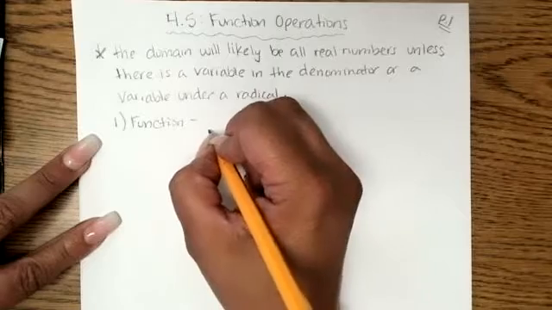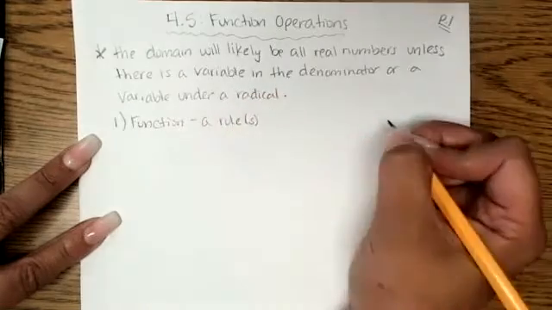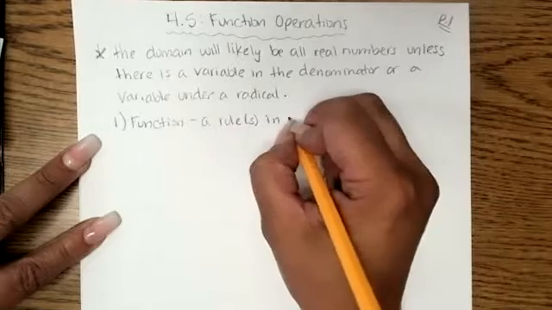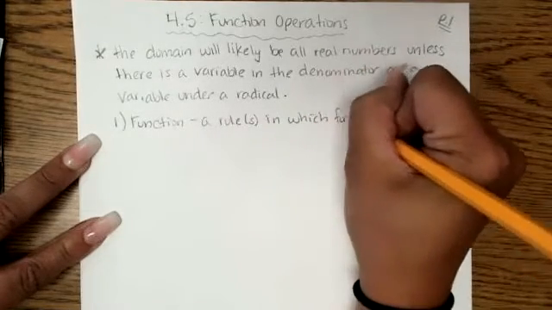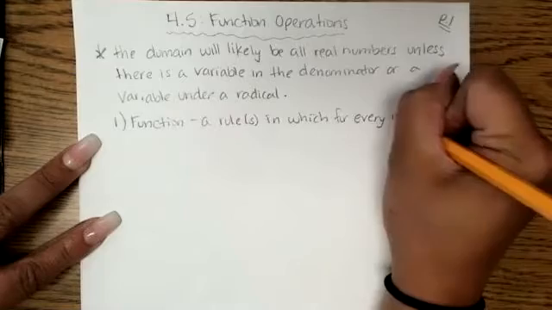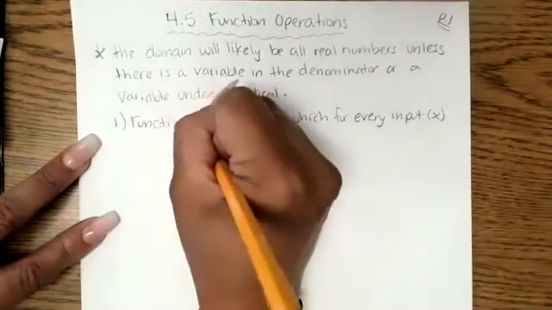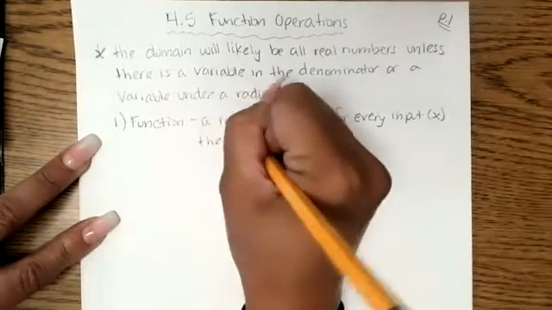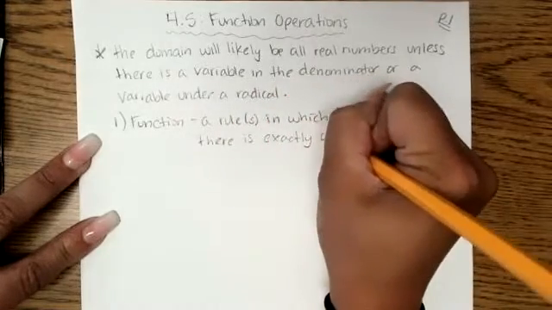The definition of a function: a rule or rules in which for every input X, there is exactly one output Y.